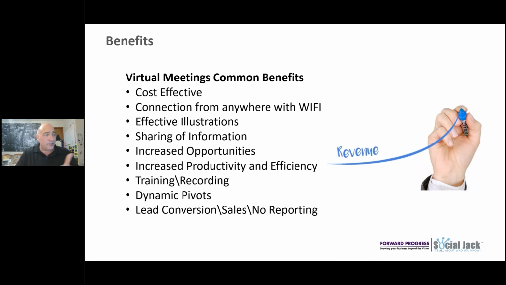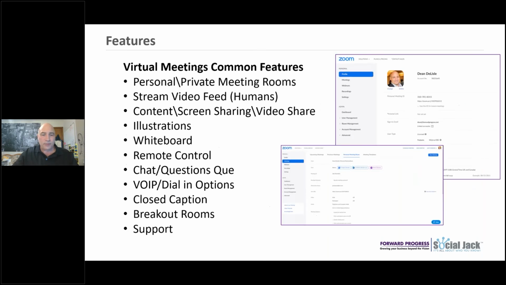Lead conversion, sales, but really very little reporting. Most meeting software just doesn't have reporting functions because it's designed for collaboration. Now they're getting better at it. There's more and more reporting available, but it's just not there yet. But we use it more in sales. So we might use webinars to get leads, and then we might use meetings to do the conversion or the close as part of that sale. So just realize that's part of it.